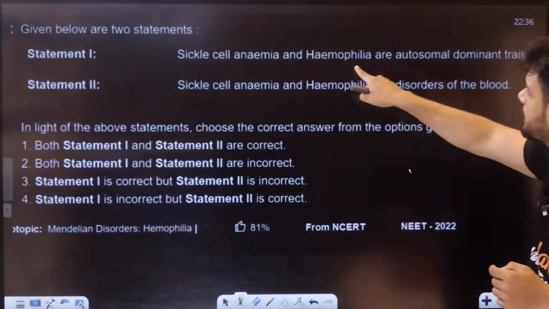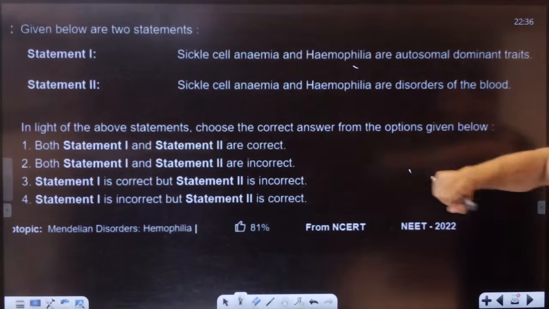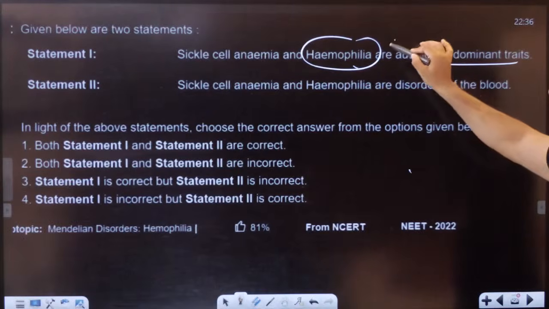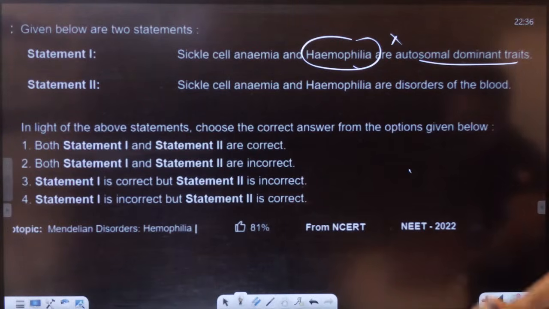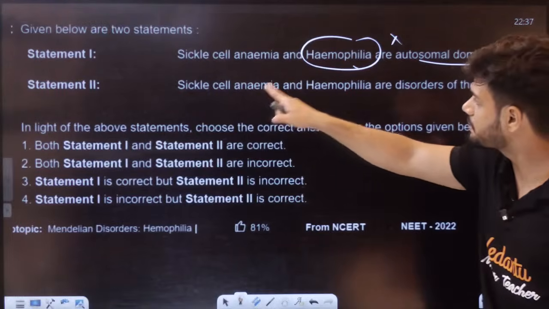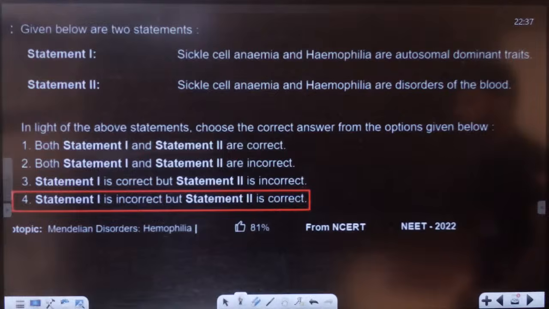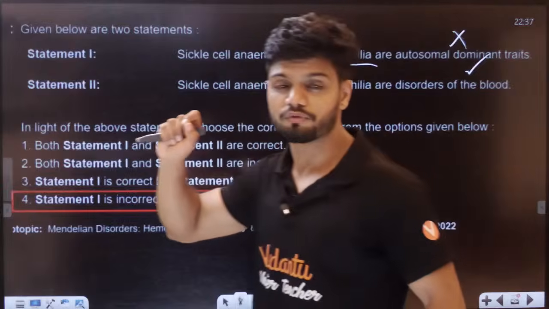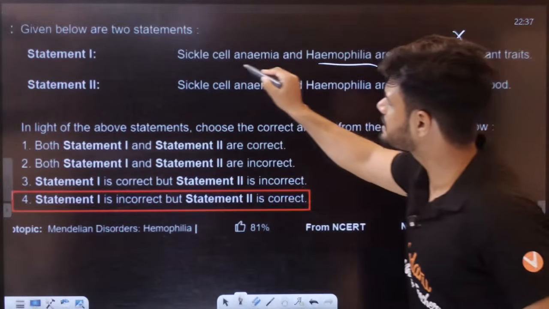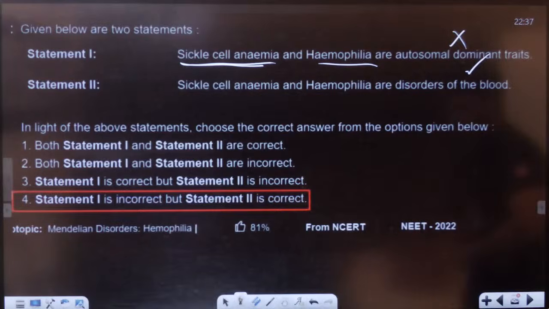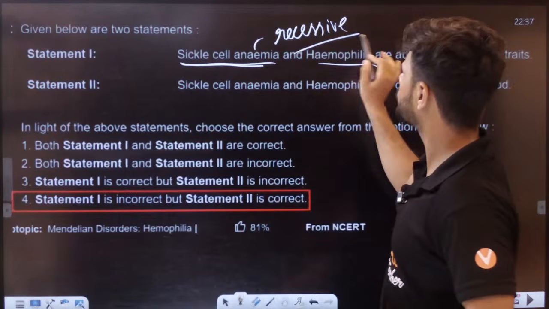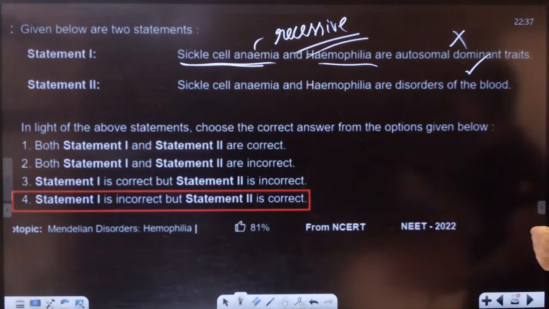Sickle cell anemia and hemophilia are both autosomal, students? Tell me, is hemophilia an autosomal disorder? No. Hemophilia is sex-linked. Both are disorders of blood, but this statement is incorrect. This is correct: hemophilia is sex-linked. Again, sickle cell anemia is also a recessive disorder, not autosomal dominant. Autosomal dominant, we only have what? We only have myotonic dystrophy.